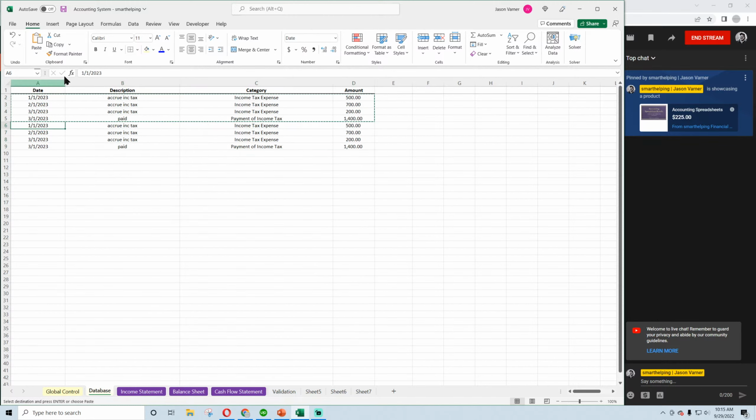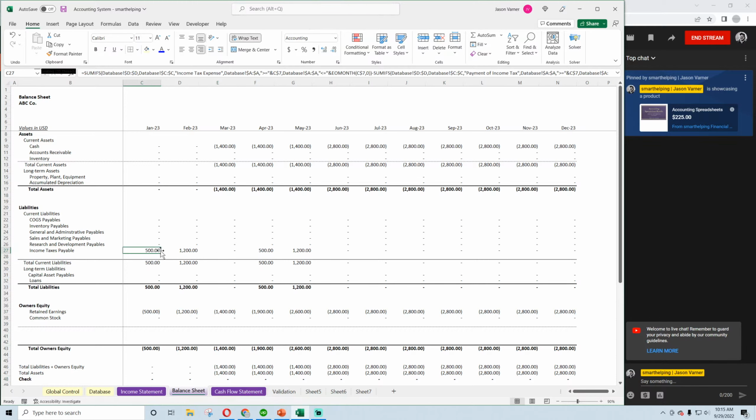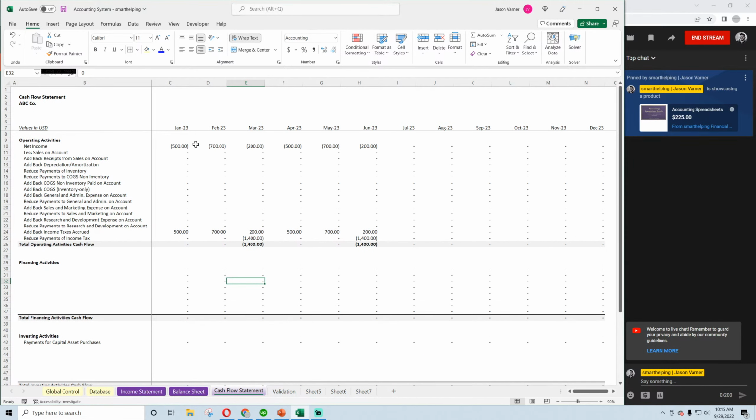Okay, so let's say you do this again in April, May, June, and you accrue the same taxes, and then you pay them off. So you can see here's how the income tax hits the income statement. Balance sheet, it's going up, up, paid off, up, up, paid off, and cash flow statement. So there's the actual expense. Here's the add back of the accrual, the actual payment coming out there. So it's pretty simple.